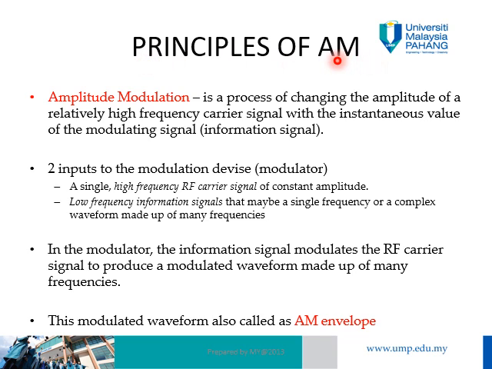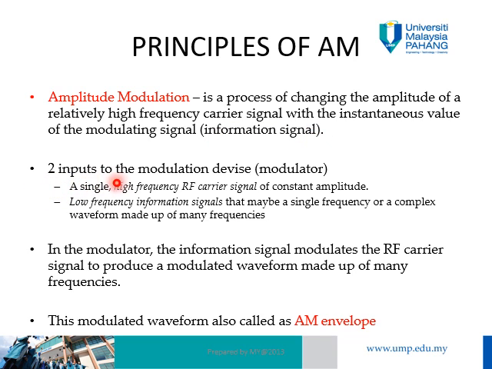Principles of AM, amplitude modulation. Amplitude modulation is the process of changing the amplitude of a relatively high frequency carrier signal in proportion with the instantaneous value, or amplitude value, of the modulating signal, also known as the information signal.